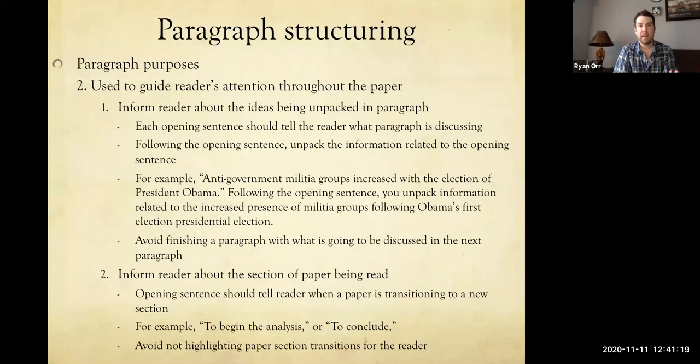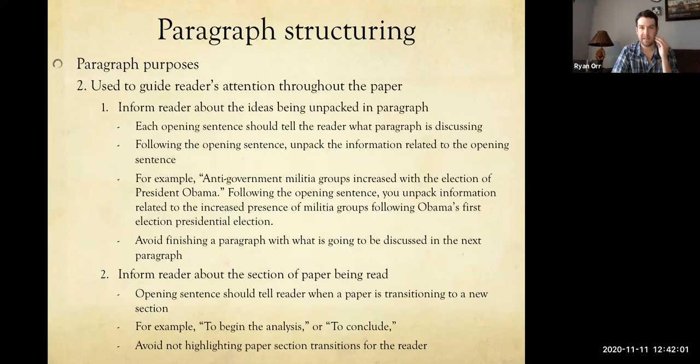And here, I always refer to the opening sentence of a paragraph as the most important sentence, because just by looking at the opening sentence, the reader should have an understanding of what to expect within that paragraph. And so basically inform the reader about what's being discussed in the paragraph. And here's where you really need to put that in that opening sentence. The opening sentence, again, should tell the reader what to expect in the following paragraph. And then, after you state the opening sentence, what the paragraph's going to be about, you unpack it further and discuss what you stated in that opening sentence.